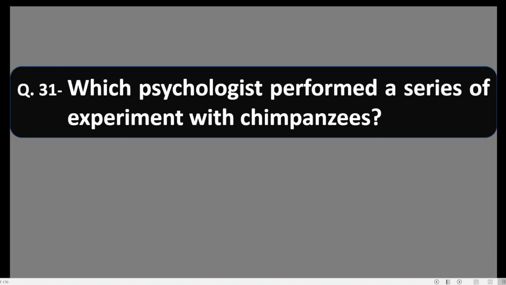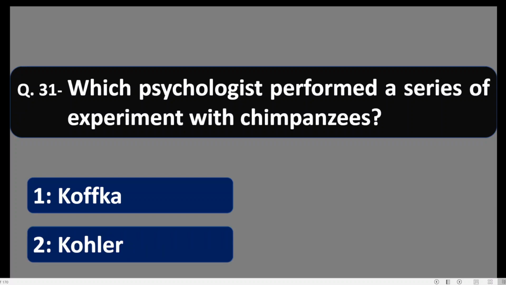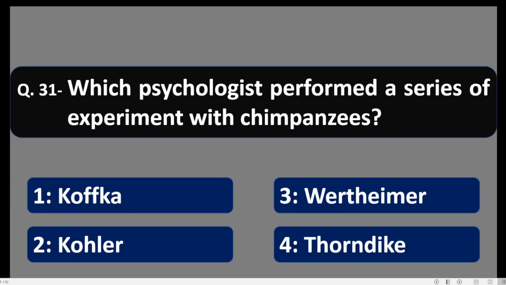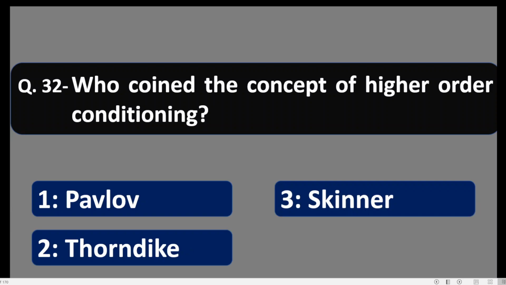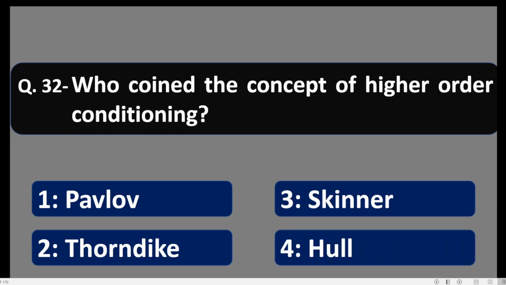Question number 31. Which psychologist performed a series of experiments with chimpanzees? Kafka, Kohler, Wertheimer, Thorndike. Kafka, Kohler, and Wertheimer are all associated with Gestalt psychology, but the experiments on chimpanzees were conducted by Kohler. The correct response is Kohler. Question 32. Who coined the concept of higher order conditioning? Pavlov, Thorndike, Skinner, Hull. This concept was given by Pavlov.